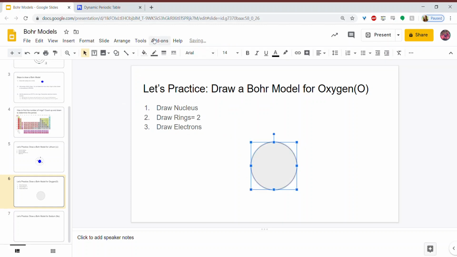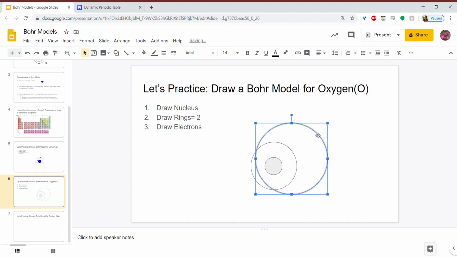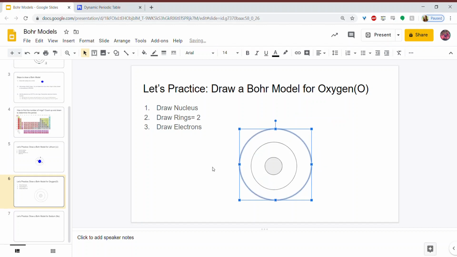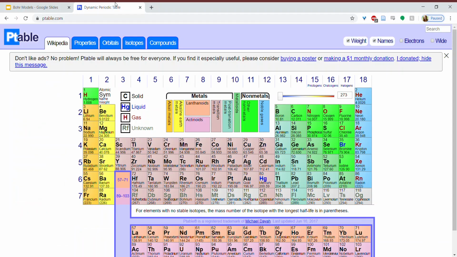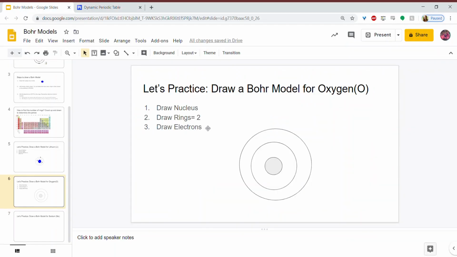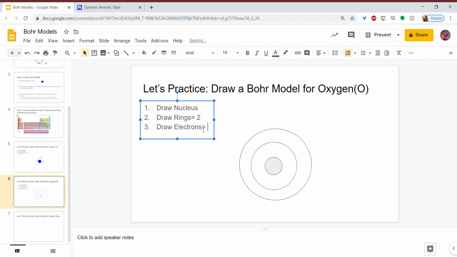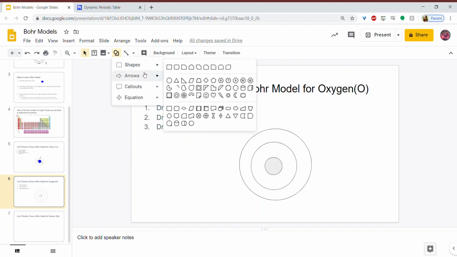Alright, there's 1. And here's 2. Okay, great. Drew my rings. Got nucleus, ring 1, and ring 2. Now, let's take a look at electrons. Oh, sorry, I went to the other periodic table. Oxygen's right here. I see that oxygen has an atomic number of 8, which means it would have 8 electrons. So, let's go ahead, get our electrons together.